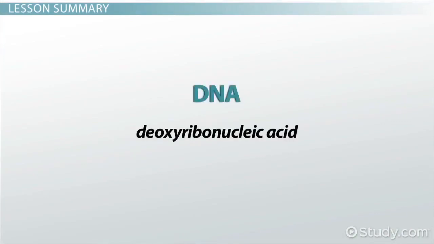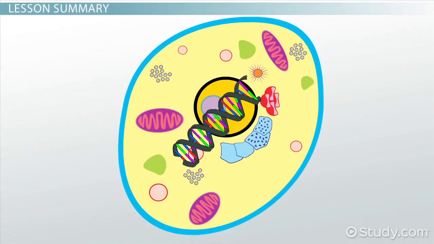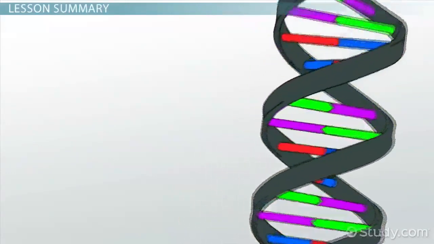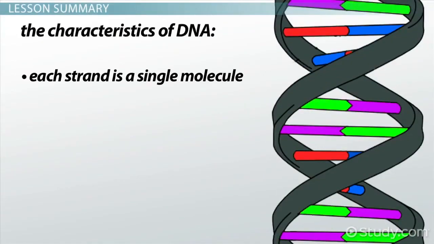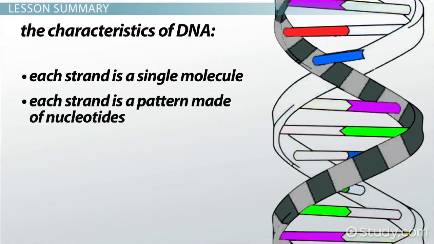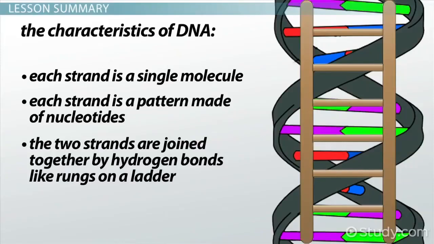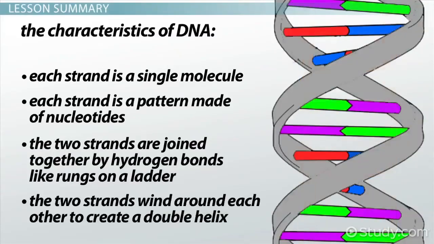DNA stands for deoxyribonucleic acid. It is the master molecule in every cell containing genetic information. The main characteristics of DNA include each strand is a single molecule. Each strand is a pattern made of nucleotides. The two strands are joined together by hydrogen bonds like rungs on a ladder. And the two strands wind around each other to create a double helix.